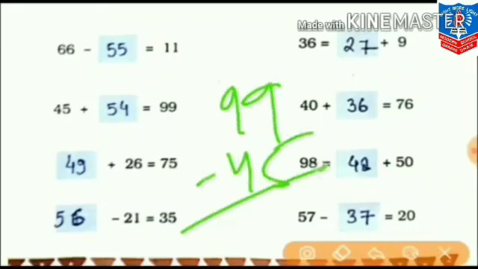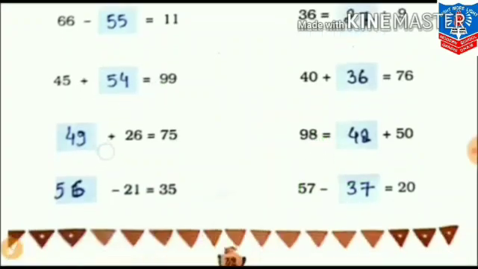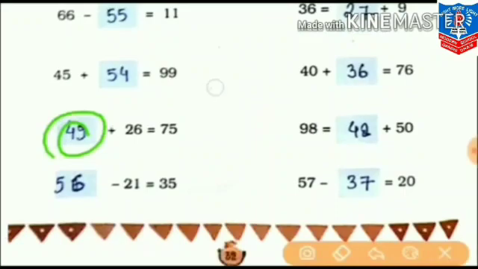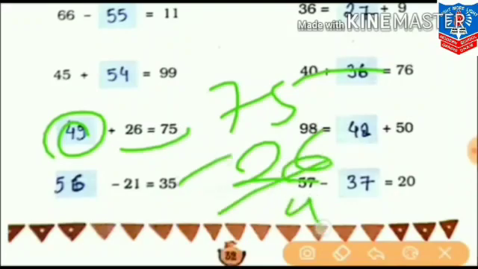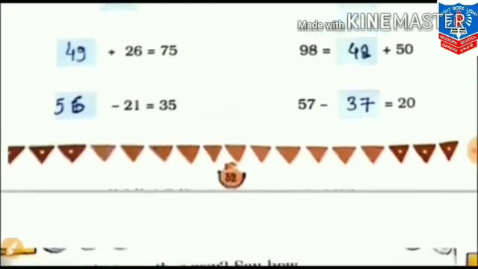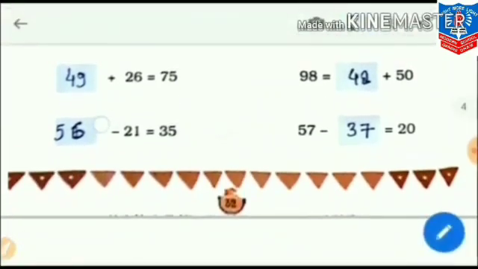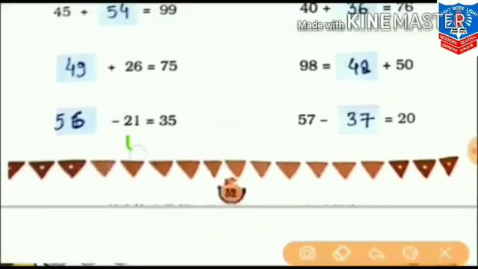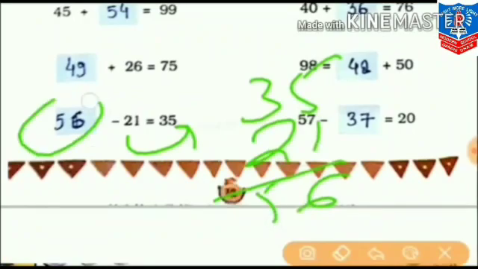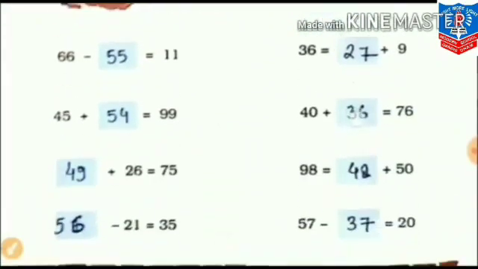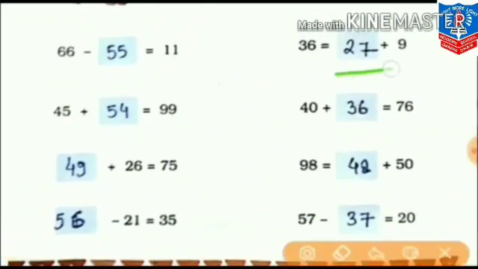Now next one. 99 minus 45 is equal to 54. Dash plus 26 is equal to 75. So 75 minus 26, you will get 49. 15 minus 6, simple है ये. Then 31 plus 21, you will get 56. 35 plus 21 आपको 56 मिलेगा. 56 minus 21 तो आंसर आ जाएगा 35.